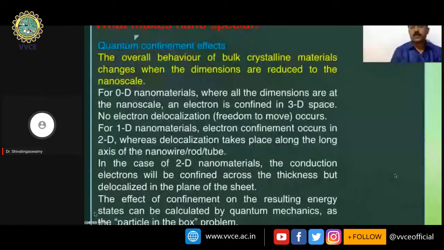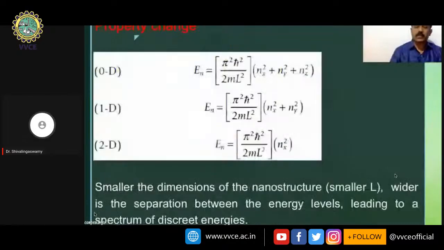Similarly, for one-dimensional nanomaterials, electrons are confined to 2D space. And in case of two-dimensional nanomaterials, the electrons are confined across the thickness, but they are localized in the plane. These confined electrons are like particles confined in a box. And from quantum mechanics, we know that the energies for these confined electrons are discrete.